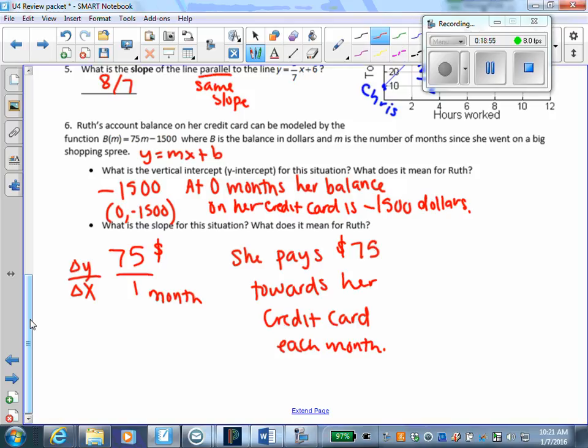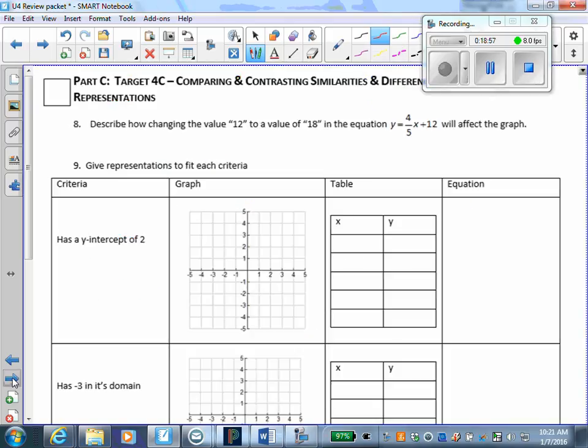Next page. Describe how changing the value 12 to a value of 18 in the equation y = 4/5 x + 12 will affect the graph. So this is the y-intercept. If I'm changing it from 12 to 18, imagine the graph. Say that's at 12, it's going to scoot up. So we would say the line shifts up, and it's going up by 6 units because 18 is 6 more than 12.